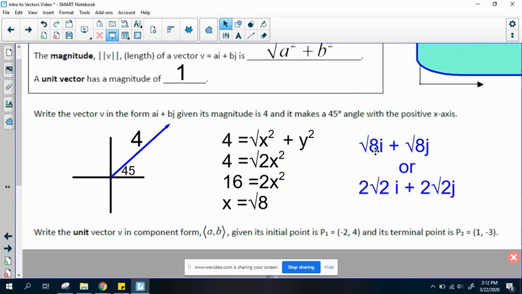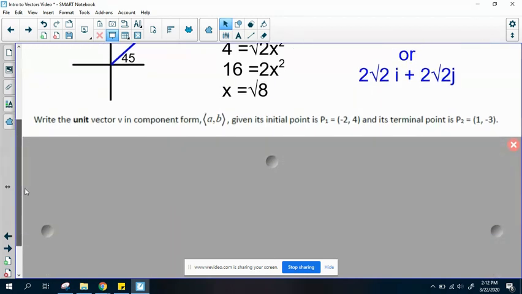Either leave it as root 8 i plus root 8 j, or 2 root 2 i plus 2 root 2 j. Rationalizing is not required, or reducing the radical, I should say, but you can if you want to. Both answers are correct. All right, so let's write a unit vector given that we're going from P1 to P2.